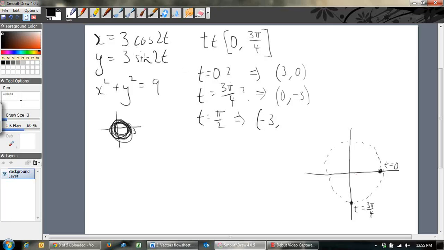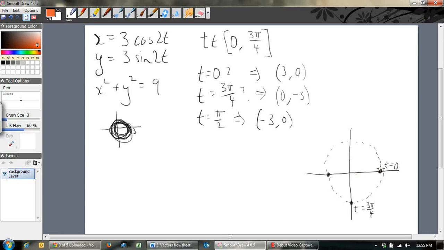Sine of pi is equal to 0. 3 times 0 is 0. So when time's equal to pi on 2, your particle is actually here. And because that's in between those values, the particle is actually going in the opposite direction to what I said before.